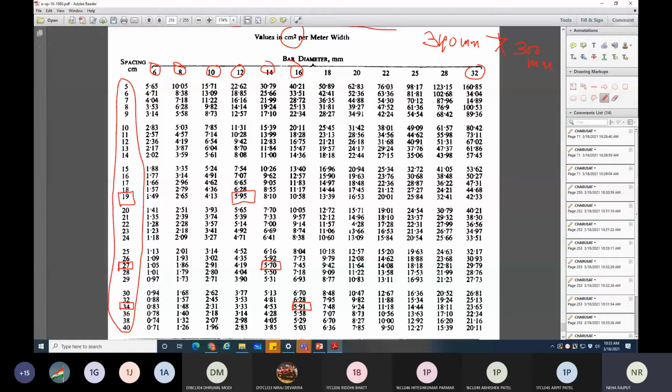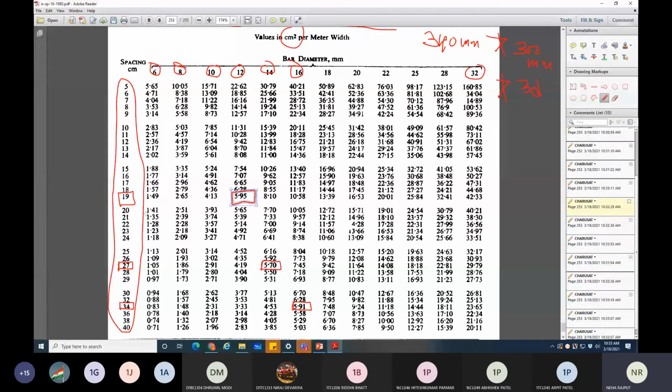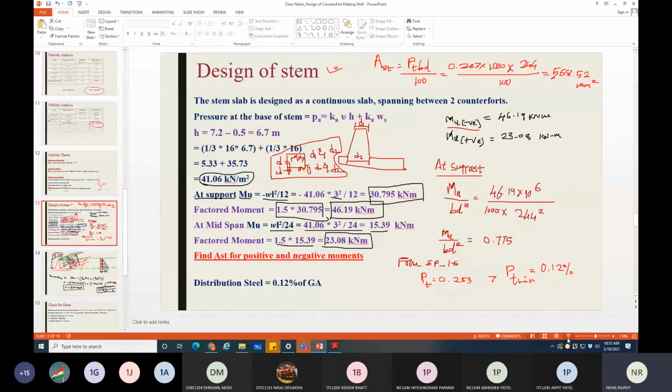300 mm for main. So you need to keep in mind this clause also, that your spacing should not be more than 300 mm or 3d. So this check you also need to keep in mind while choosing the diameter of bar. Here a 16 mm diameter bar you cannot choose because that spacing is more compared to the IS provision. So this way you can consider. Here I have considered 5.95, that is 12 mm diameter and 190 mm center to center.